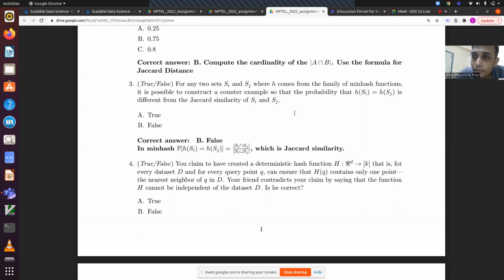So under that global reordering, what is the probability that Si and Sj will have the same first element? That is equality. Under that global permutation, Si and Sj have the same first element, and that is equal to the number of common elements, the intersection, divided by the union, the total number of elements. That gives us the probability. So this basically comes from the definition.